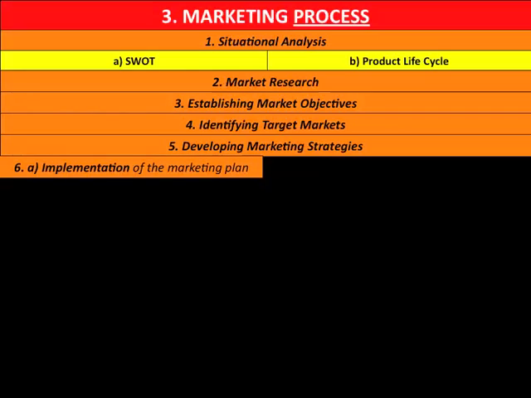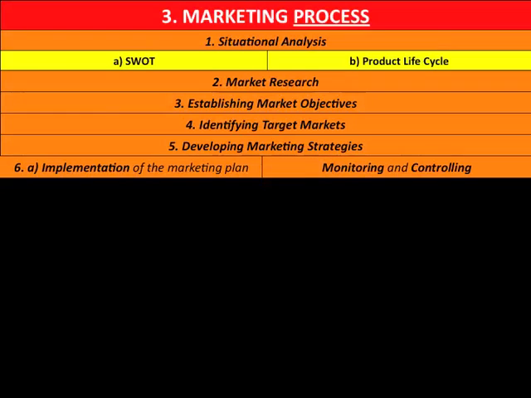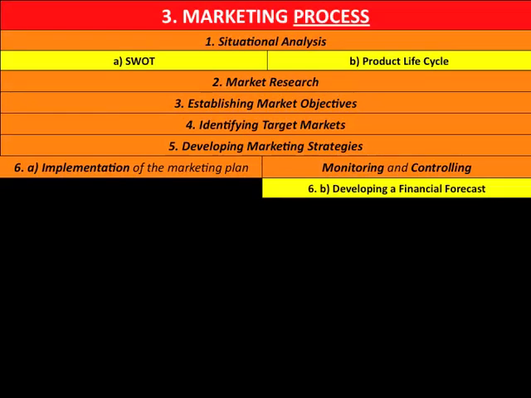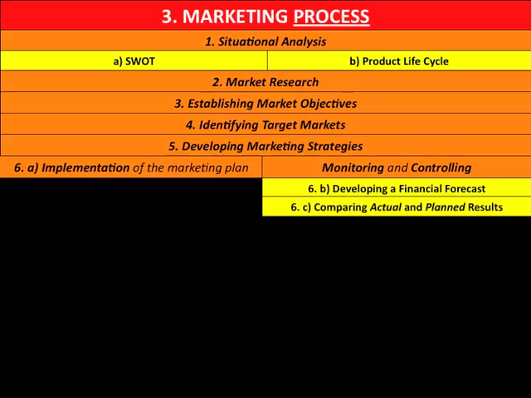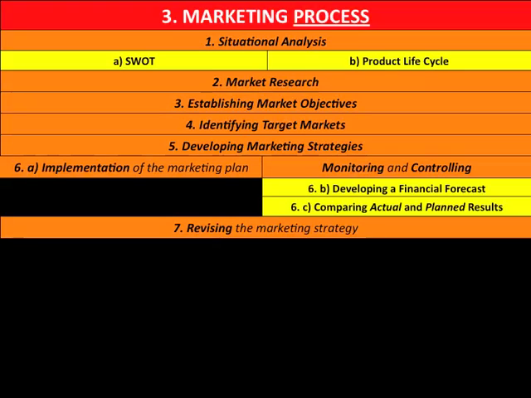Stage 6 is the implementation of the marketing plan and monitoring and controlling it as you go. So that involves developing a financial forecast and comparing your actual results to what you planned. And then in the end, there has to be this process of revising the marketing strategy. So find things that didn't work and revise the actual strategy.